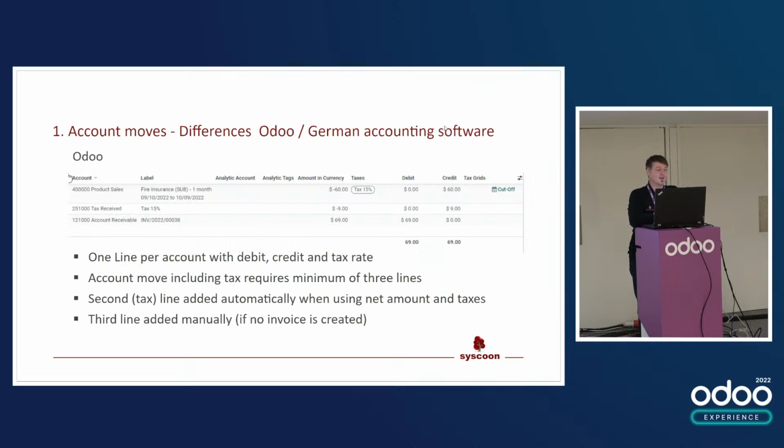As any one of you knows, I think in Odoo we have one line per account with debit, credit, and tax rate maybe. Account move, including a tax rate, requires a minimum of 3 lines. Second tax line is added automatically when using the net amount and the tax. And the third line also needs to be added manually if no invoice is created.